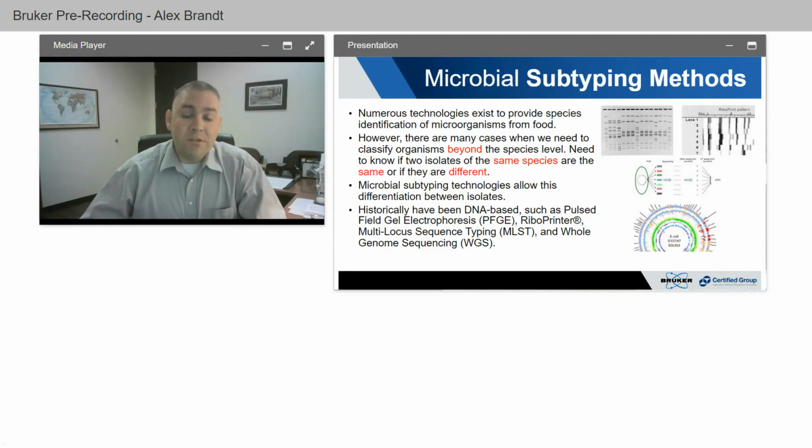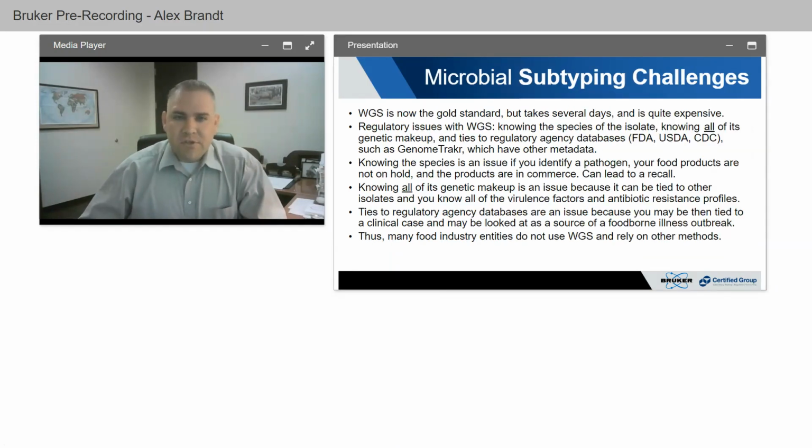Riboprinter, multi-locus sequence typing, or MLST. People recognize that acronym quite a bit as well. And whole genome sequencing, or WGS, another acronym for you. WGS really, in the present day, is the gold standard, but that takes several days and it's quite expensive. So there also are some regulatory issues with WGS and using it for subtyping.